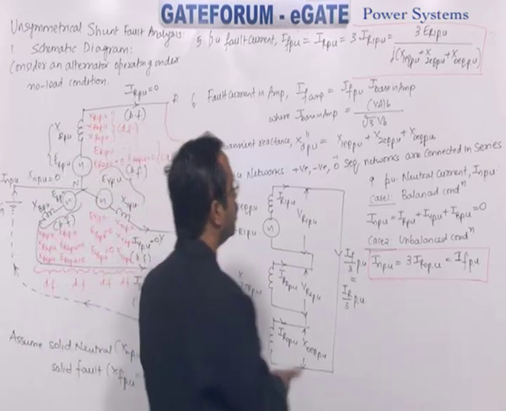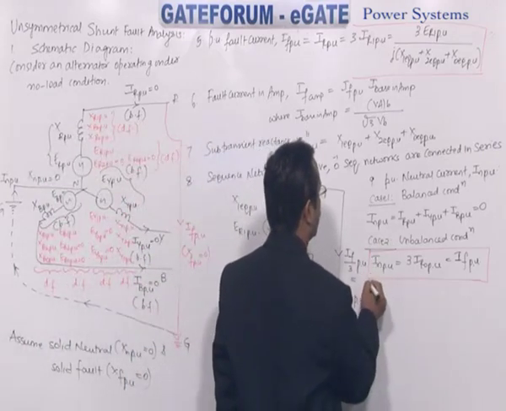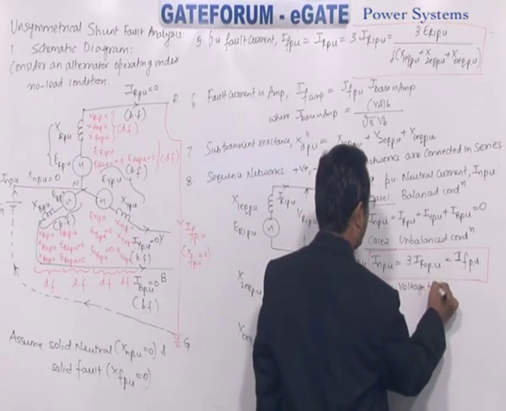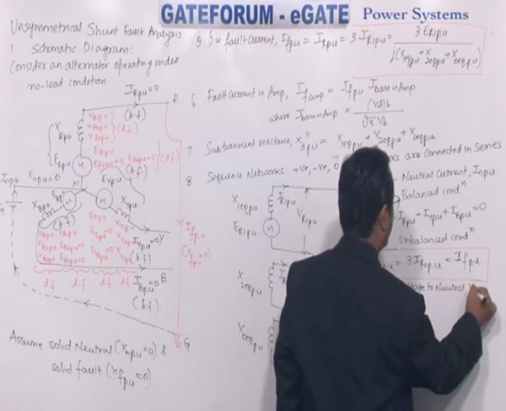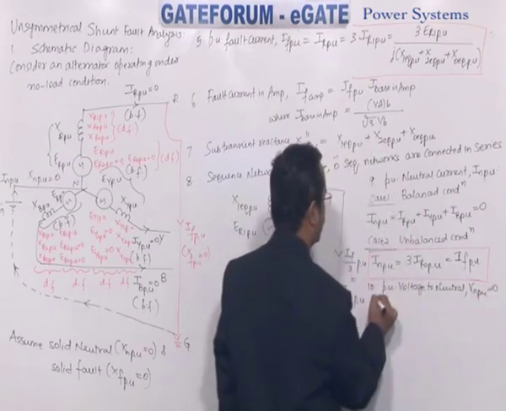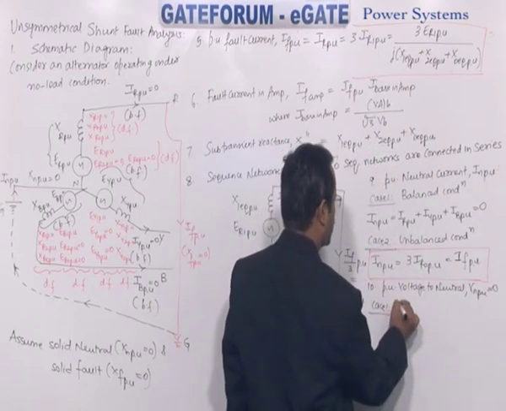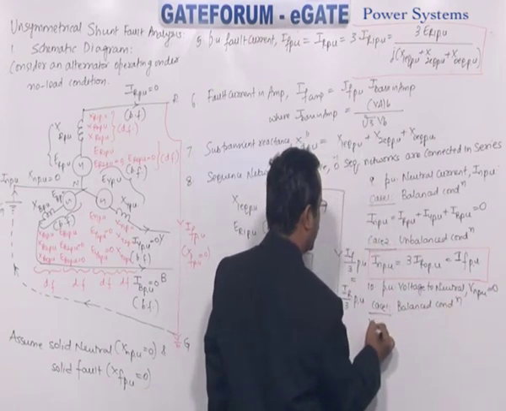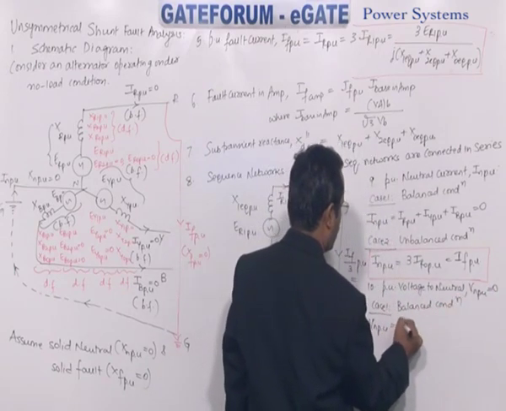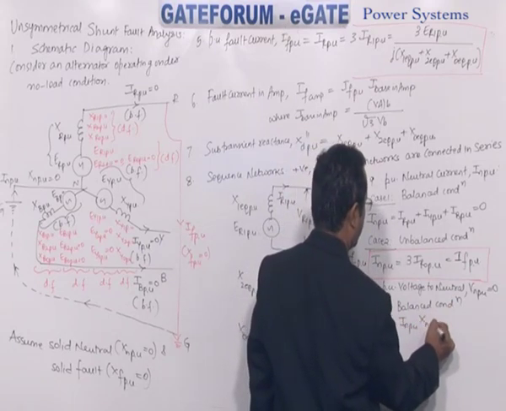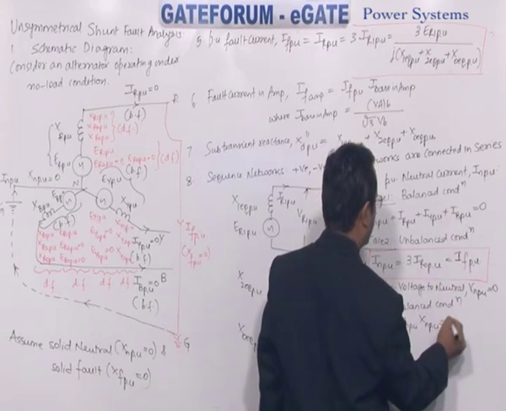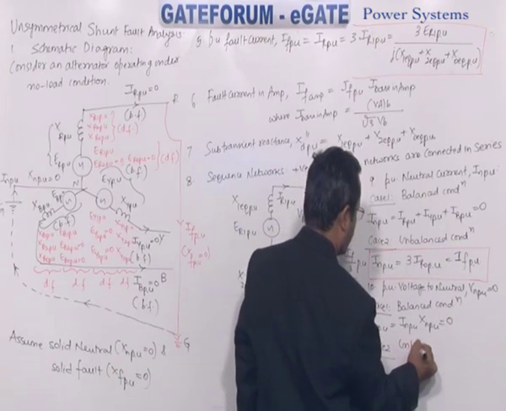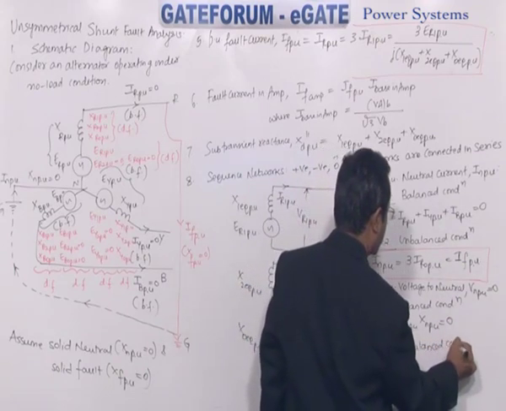Now next we find out the per unit voltage to neutral. Case 1, balanced conditions. What is Vn per unit? It is IN per unit into Xn per unit. IN is 0, so Vn is also 0. Now what about case 2? We deal with unbalanced conditions.